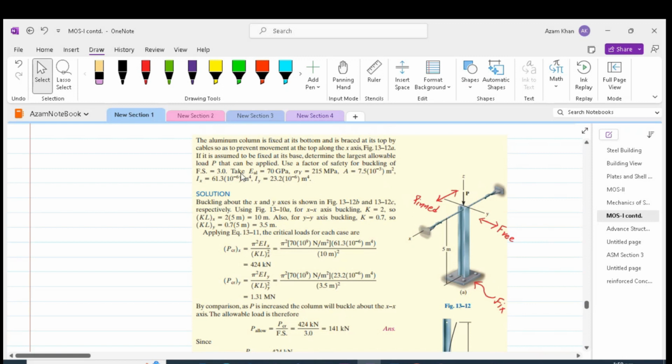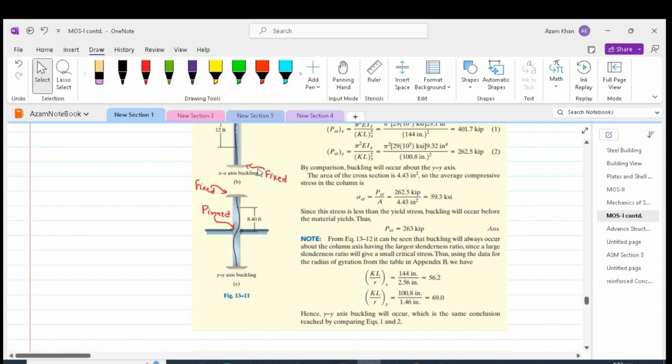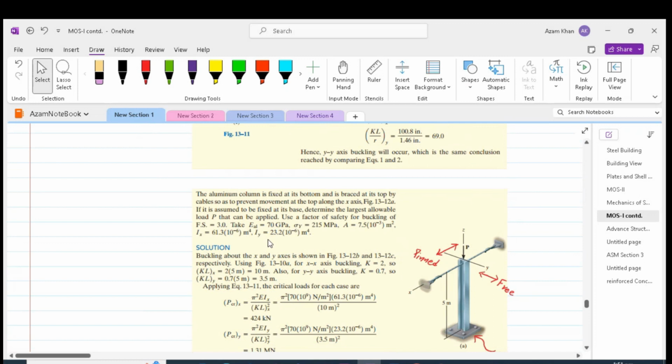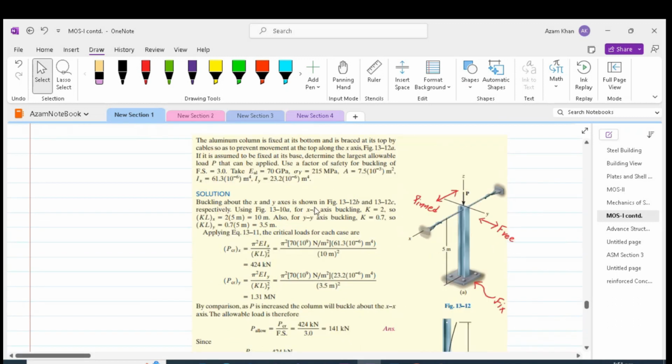We are given all the other properties. We are also given a factor of safety. This factor of safety has to be divided into the critical stress. So it's similar to whatever we had in the previous question. Only thing is that when we get the critical stress, we have to divide it further by a factor of safety of 3 in order to make that stress an allowable stress. Or in other words, we shouldn't exceed the load which will cause more than that allowable stress. So again, it's the same story.